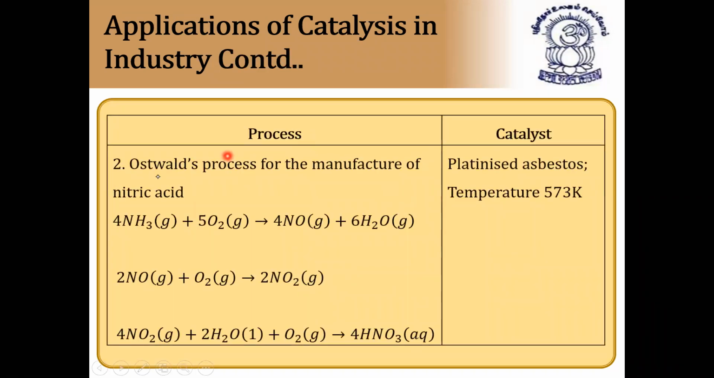Next process: Ostwald's process for the manufacture of nitric acid. The catalyst is platinized asbestos, and the temperature is 573 kelvins, the optimum temperature. In this method, we prepare nitric acid from ammonia. Ammonia in combination with oxygen in the presence of the catalyst gives nitric oxide plus water. This nitric oxide combines with oxygen and forms nitrogen dioxide. Nitrogen dioxide combining with water and oxygen forms nitric acid. In this, the catalyst is platinized asbestos. All these reactions are important. This is the second application of catalysis in industry.